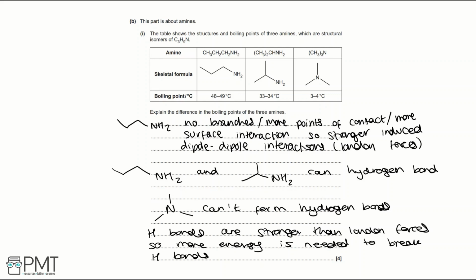To get the 4 marks for this question, you get a mark for the comparison of branching and points of contact, so saying that there's no branches in amine 1. Then you get a mark for the relative strength of force, so saying that amine 1 is going to have stronger induced dipole-dipole interactions. You get a mark for saying that amines 1 and 2 can form hydrogen bonds, or that amine 3 can't form hydrogen bonds, which gets you your 3rd mark. And you get your 4th mark for saying that you've got the relative force of the hydrogen bonds and that you need more energy to break them.